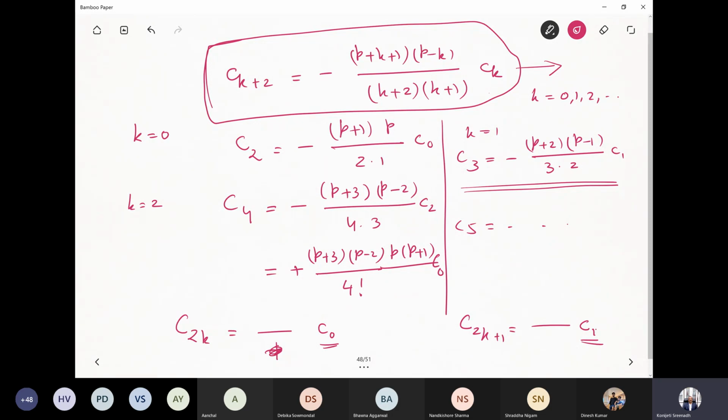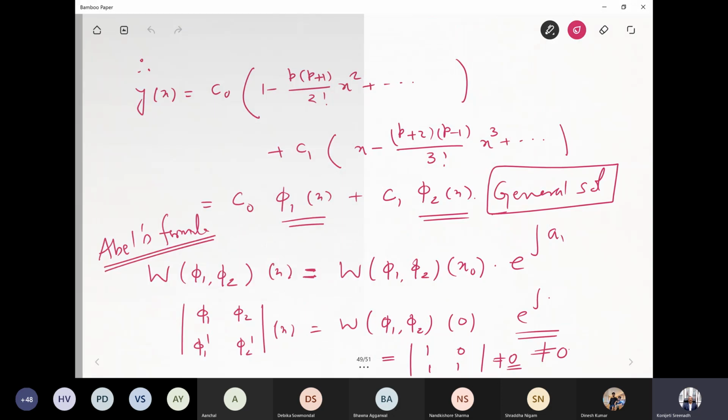Similarly, if I take p equals 2, C4 becomes 0. Once C4 is 0, C6 is going to be 0 from the recurrence relation, and C6 is 0 implies C8 is 0. So all of the further coefficients are going to be 0. Therefore, the first solution, phi1, in this case will have only C0 plus C2 times x squared. These are called polynomials.